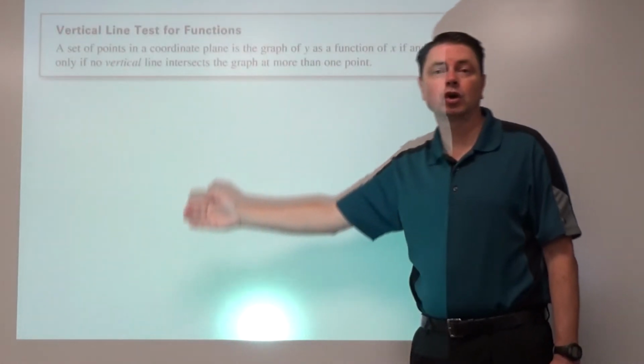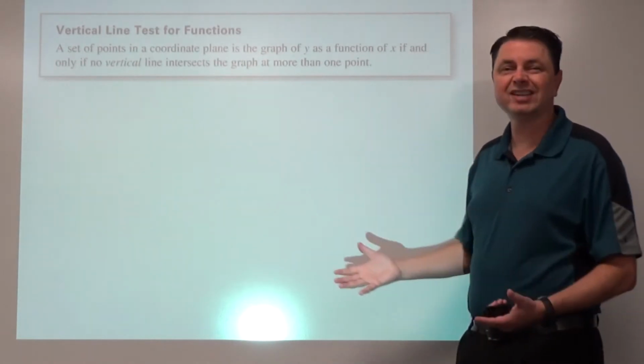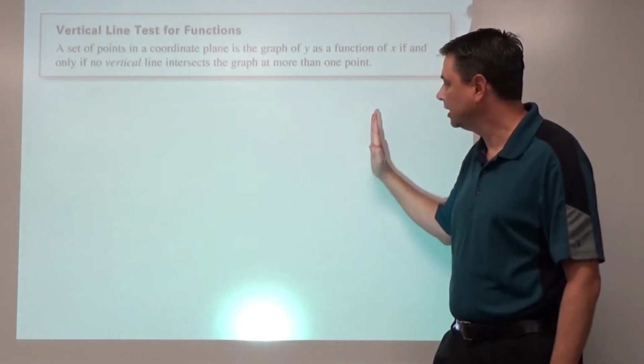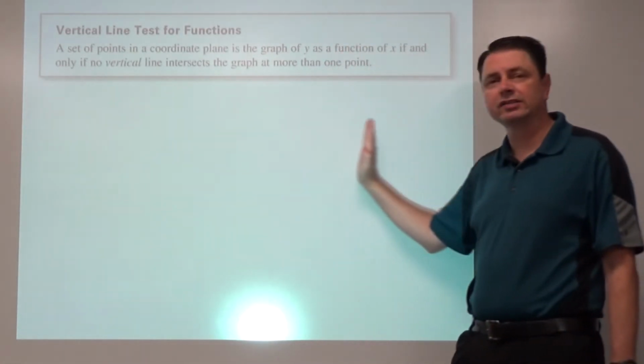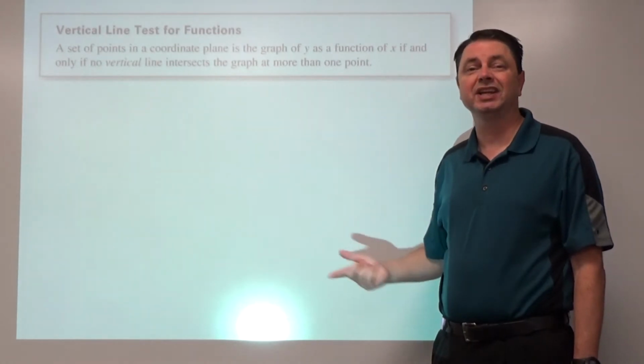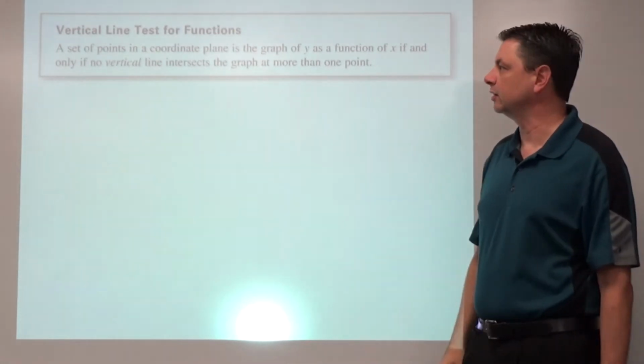If we're trying to determine, based on the graph, if a relation is a function, we perform the vertical line test, passing a vertical line across the graph itself. If it never hits more than one point at any time, we're good, and it's going to be a function.